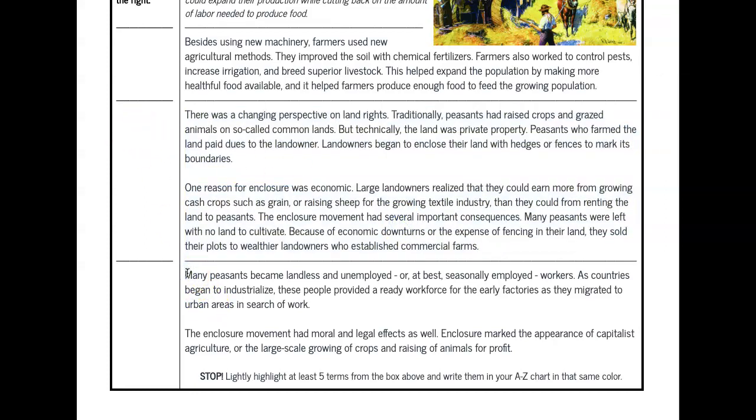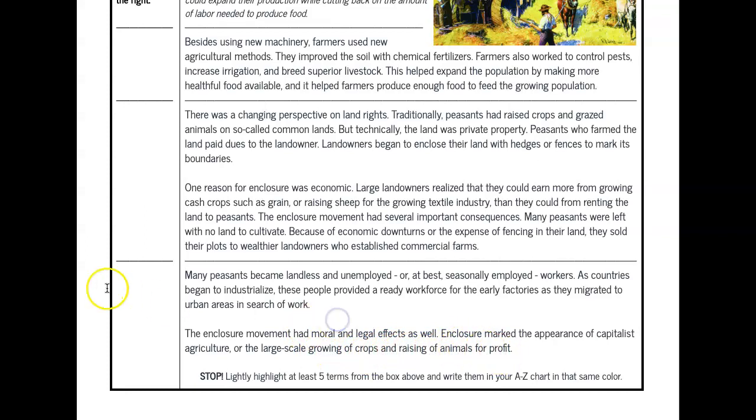Next passage. Many peasants became landless and unemployed, or at best, seasonally unemployed workers. As countries began to industrialize, these people provided a ready workforce to the early factories as they migrated to urban areas in search of work. The enclosure movement had moral and legal effects as well. Enclosure marked the appearance of capitalist agriculture, or the large-scale growing of crops and raising of animals for profit.